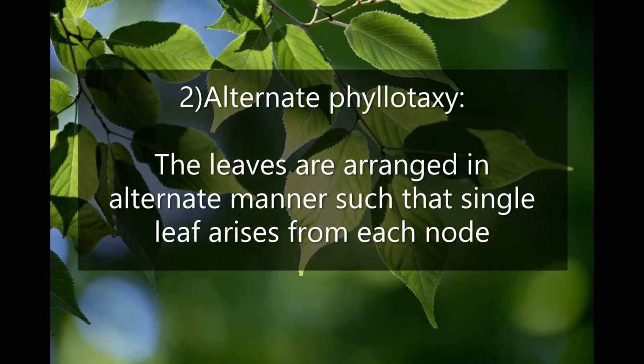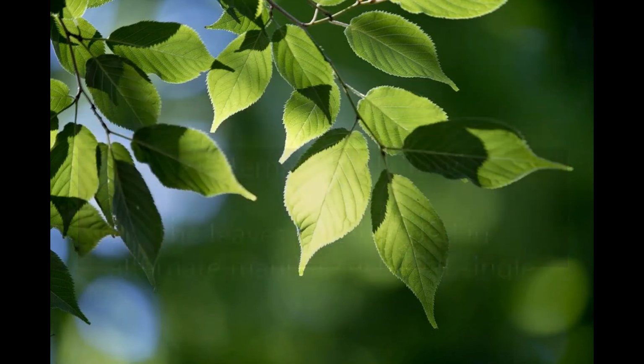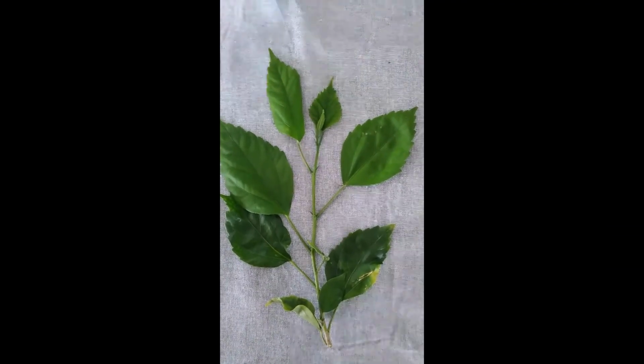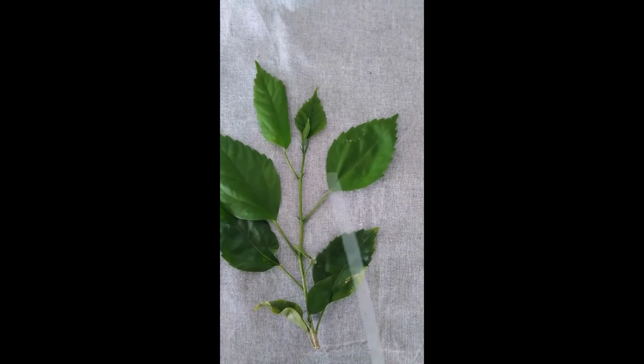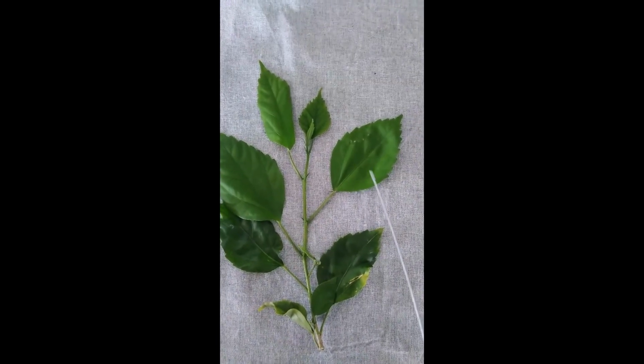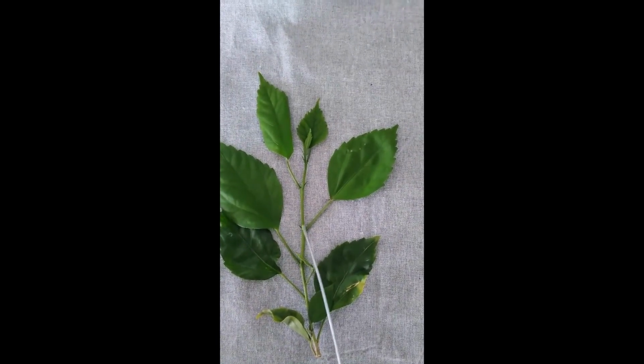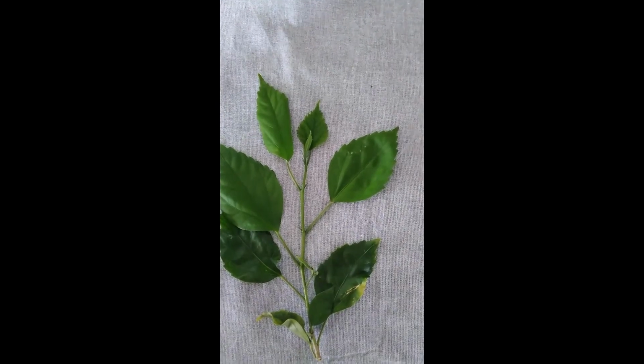Alternate phyllotaxy. The leaves are arranged in an alternate manner such that a single leaf arises from each node. The example of alternate phyllotaxy is China rose. So here a single node contains only 1 leaf, and when compared to other nodes it's arranged alternate to each other. So this is alternate phyllotaxy.